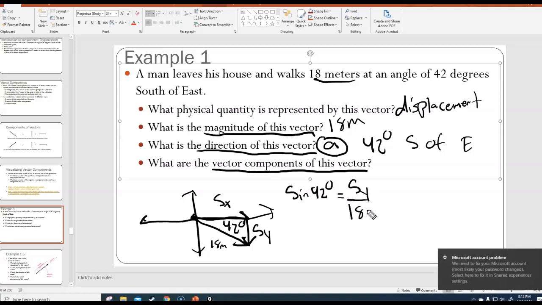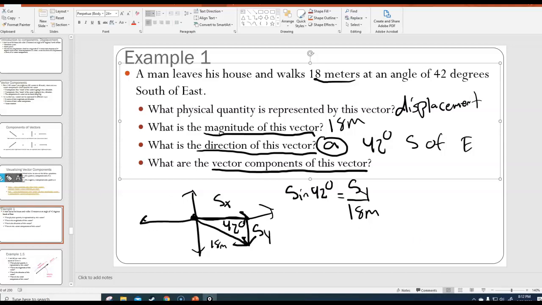You might be asking yourself, are all vectors labeled sx and sy? No. The s is because this particular example just happens to be a displacement vector, and the y is just to indicate that's the y component, the y part of this vector. So I can solve for sy, and then I can do the same thing with sx.